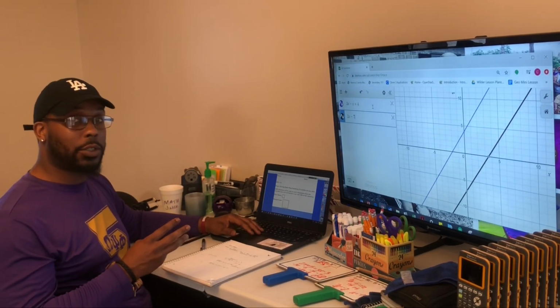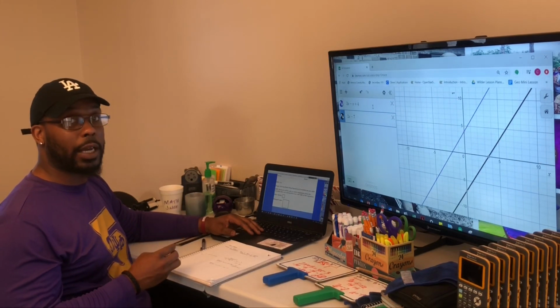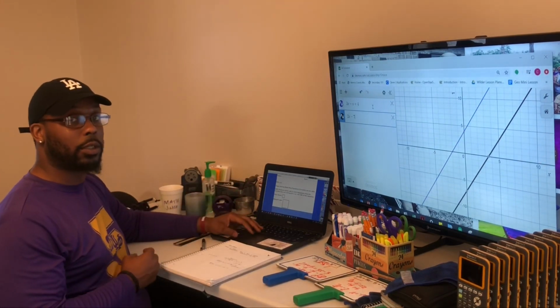Keep in mind later on in instruction what I mean when I ask you what are parallel lines and how do they work together in terms of solutions.